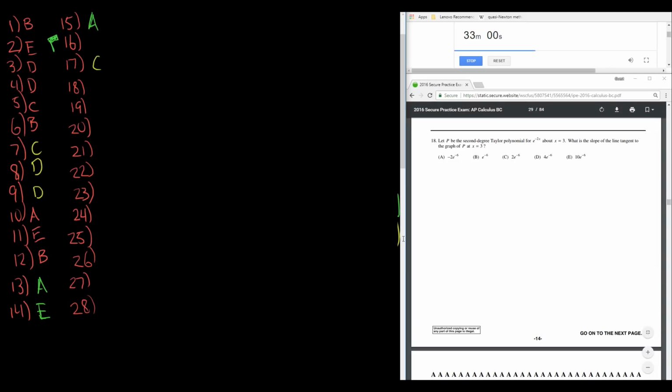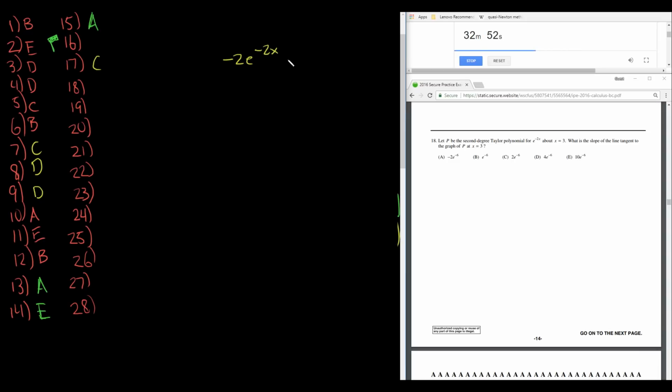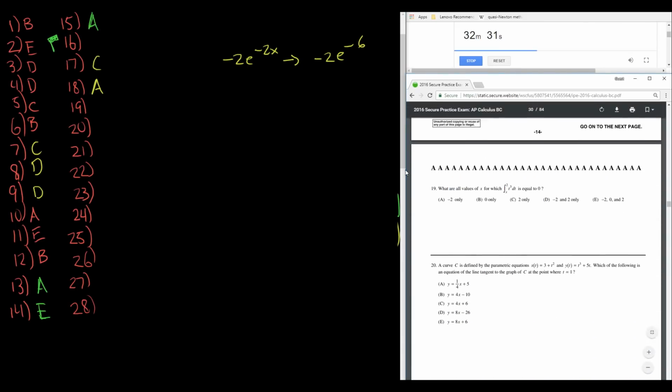Well, it's just going to be the actual slope of the function itself, which is going to be negative 2e to the negative 2x, which at x equals 3 is going to be negative 2e to the negative 2 times 3, which is negative 6. That seems too simple, but whatever. I'll take it. I think it's going to be A. There's a likelihood that's wrong, but it is the slope of the tangent line. Should be correct. Yeah, okay.